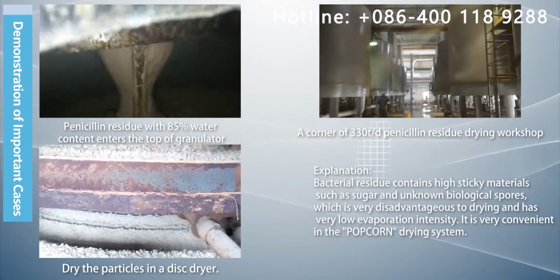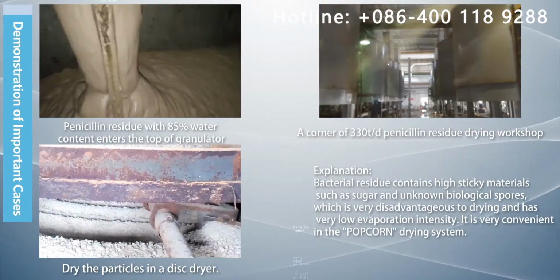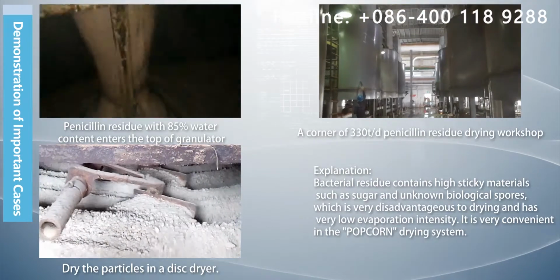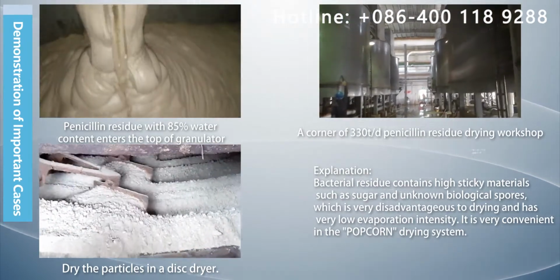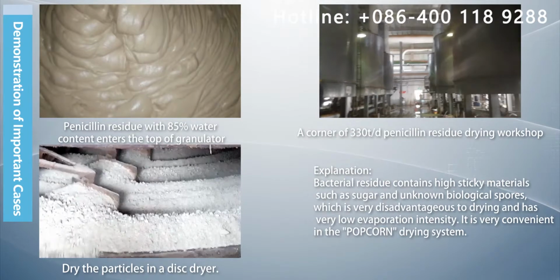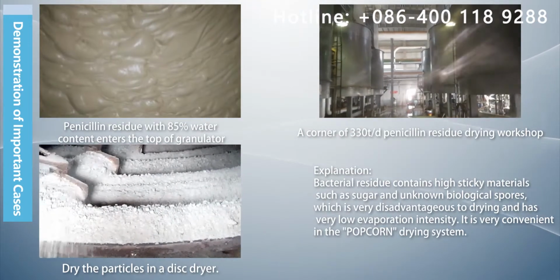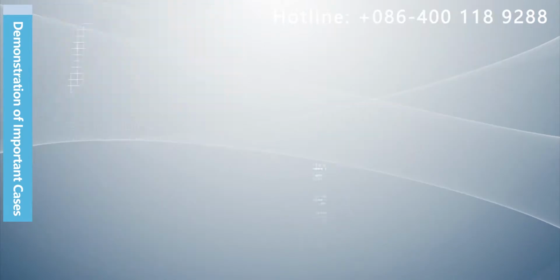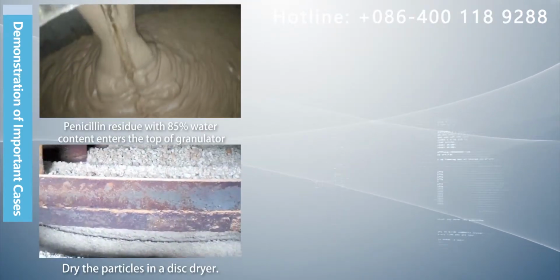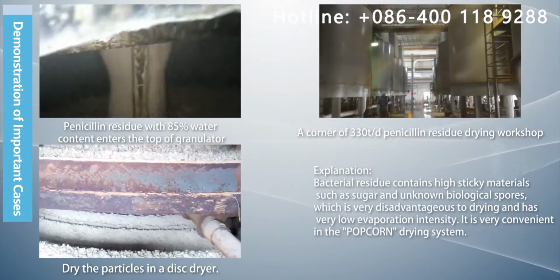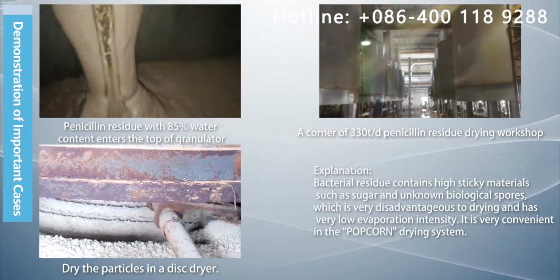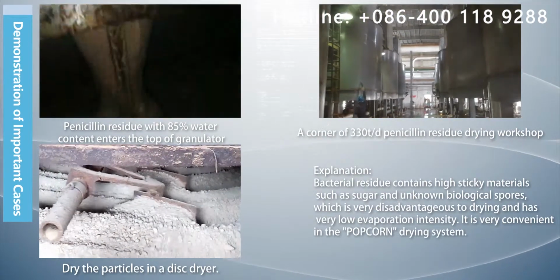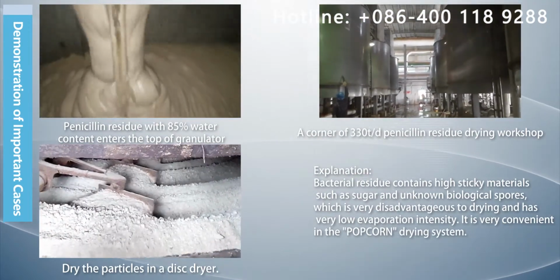The drying of penicillin mycelium sludge at Xinjiang Kelun Pharmaceutical Industrial Company Limited. The penicillin mycelium is easily liquefied, sugary, contains unknown bacteria, and is a stinking, sticky sludge, which cannot be dried by traditional dryers. The granulation dryer has successfully dried the sludge. The dryer has a capacity of 330 tons per day. The project was completed within 4 months from the dryer supply to the commissioning.